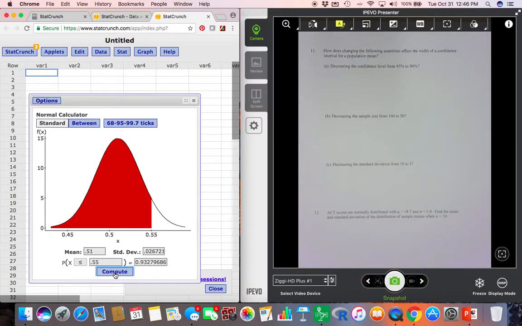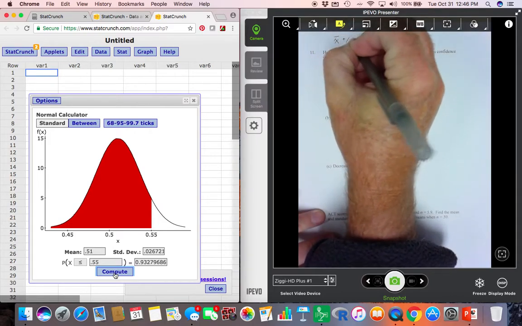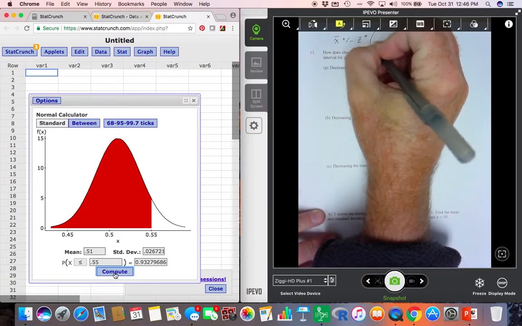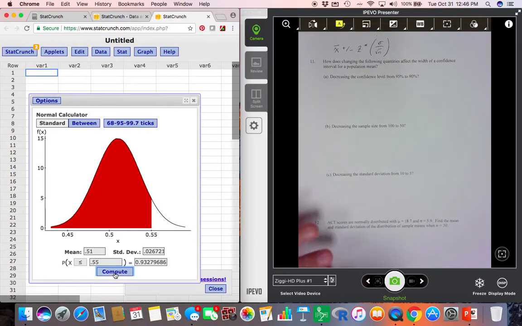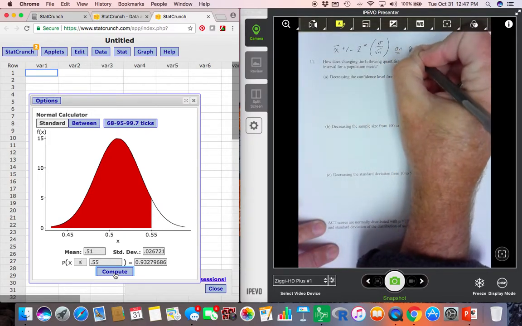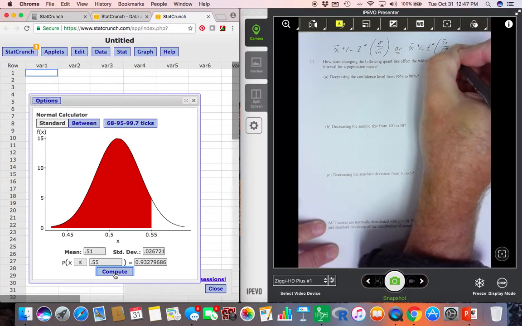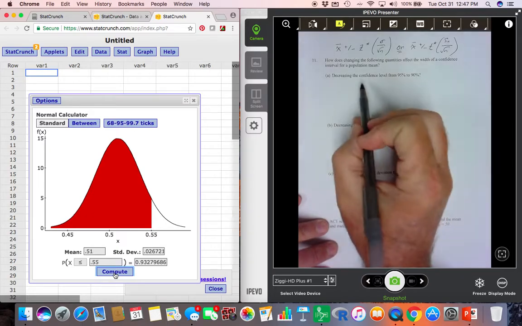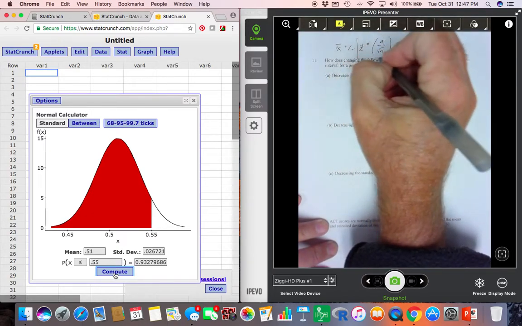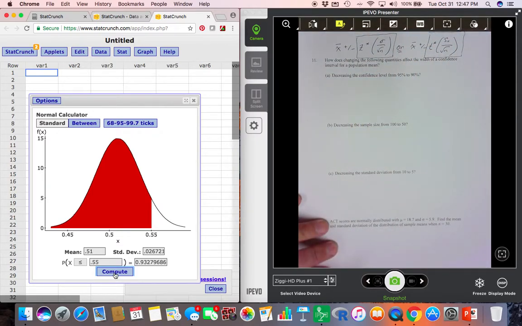How does changing the following quantities affect the width of a confidence interval for a population mean? Now, guys, remember the formula for a population mean, if the population standard deviation is given, or it's x bar plus or minus t star times the standard deviation over the square root of n if the population standard deviation isn't given. Nevertheless, the width is completely determined by what we add and subtract to the sample mean, the point estimate.